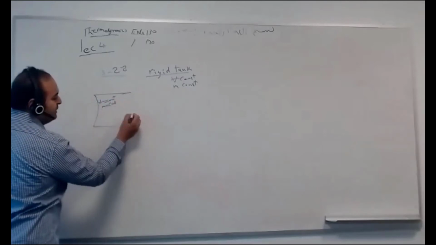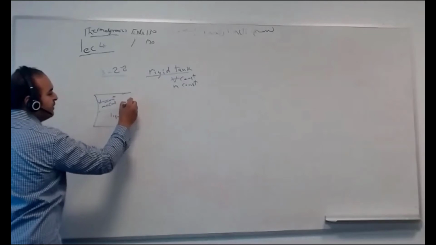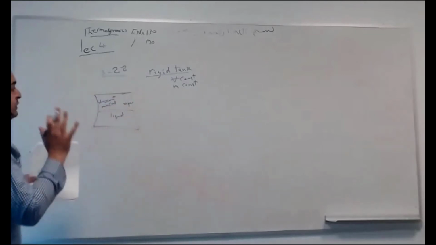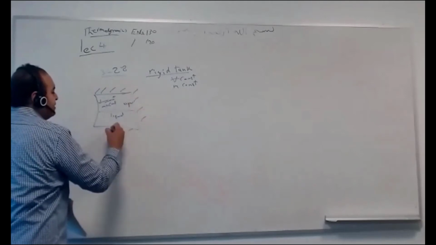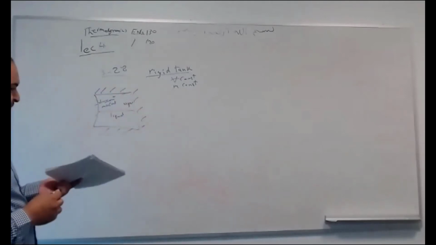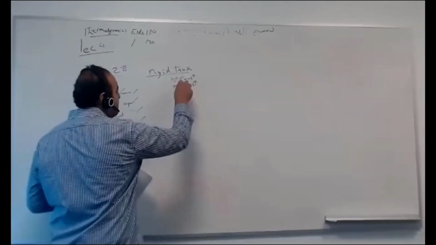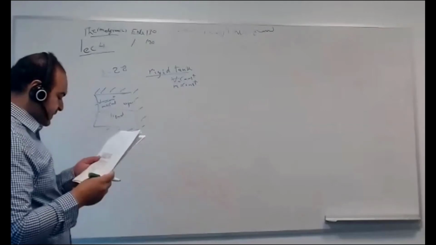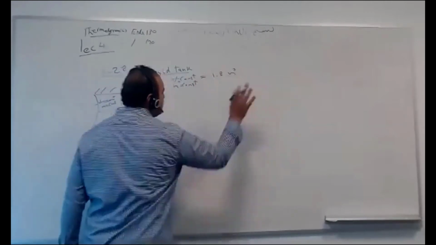Maybe some liquid, some vapor, it's okay, or all vapor, or all liquid, it's okay. But the total mass, it's rigid. Nothing going in, nothing going out. Closed system. Control mass. Mass is constant and volume is constant. Total volume is given, 1.8 meter cube. It's always.